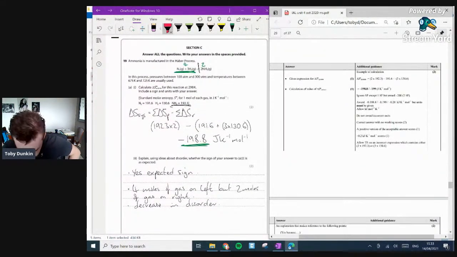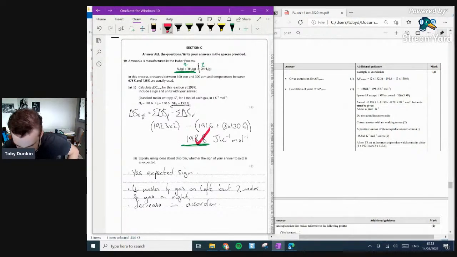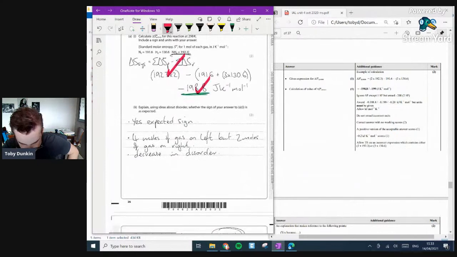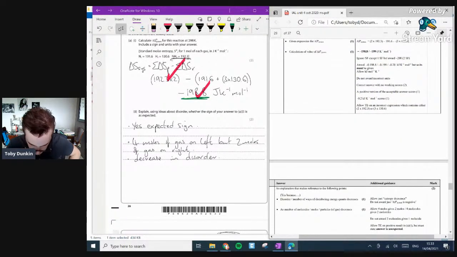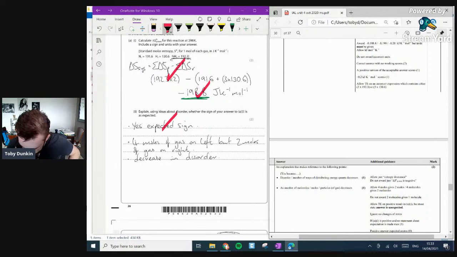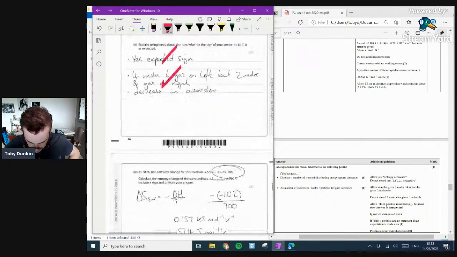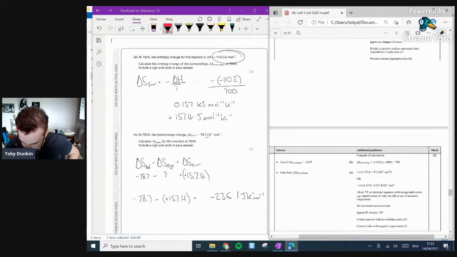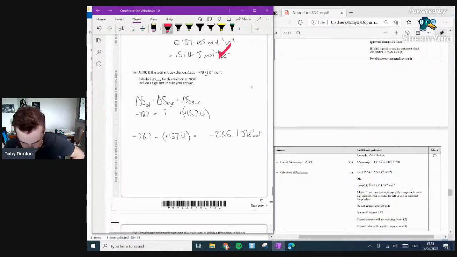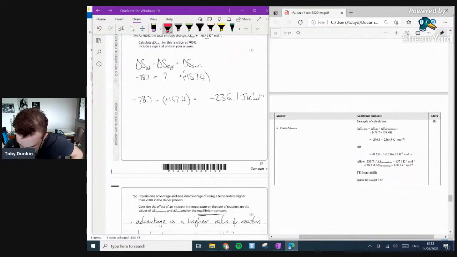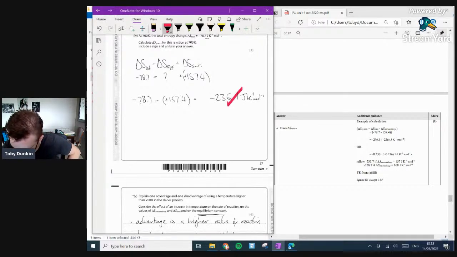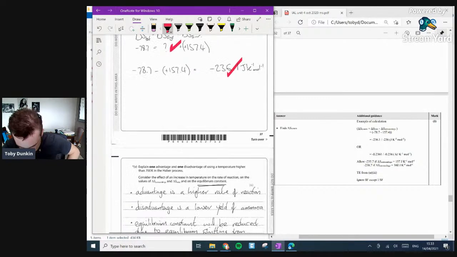Next one, entropy of the system: 198.8. Yes. Given expression, yes, expected sign. 4 moles, number of moles decreases. 157.4 joules per kelvin per mole. Thank you very much. So that's then going to walk us into this one at plus 236. Yep, fine. Joules per kelvin per mole.